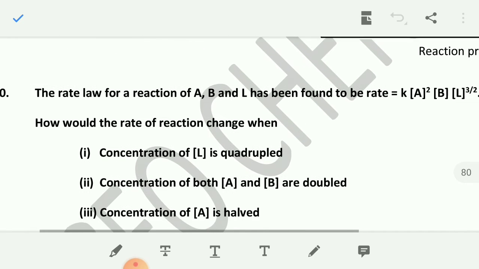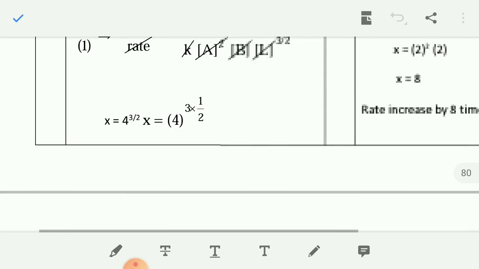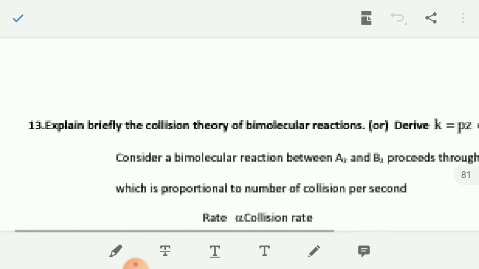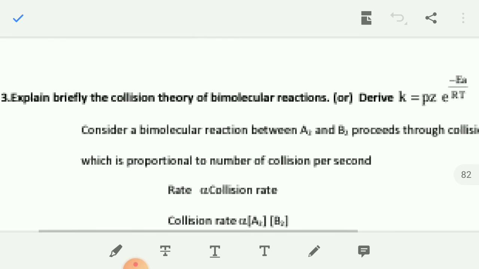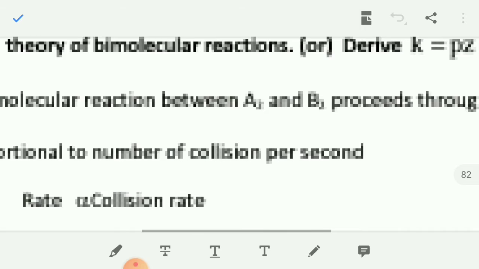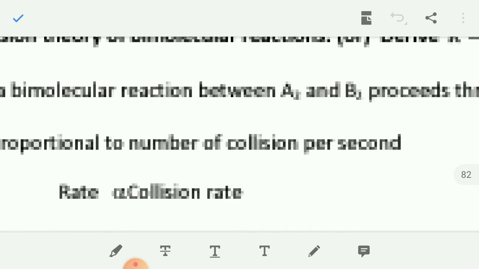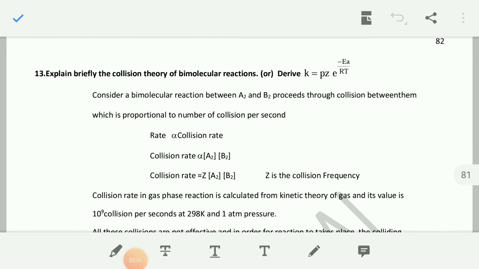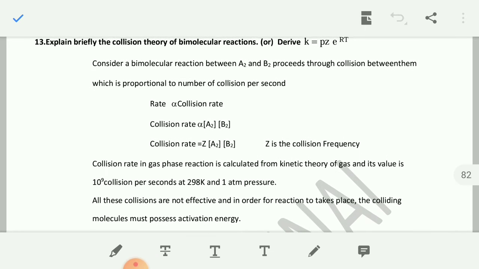Then the tenth question: explain briefly the collision theory of bimolecular reactions, or derive k equals PZ e to the minus Ea by RT. This can be asked for 3 marks, not 5 marks. It is an important question.